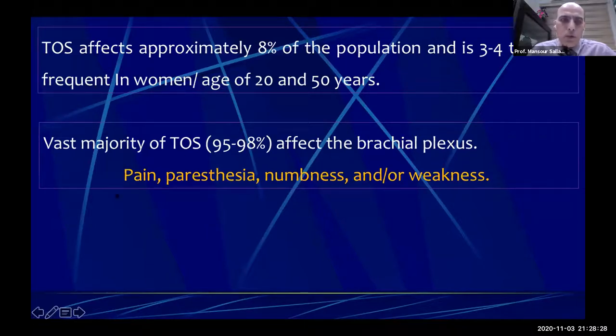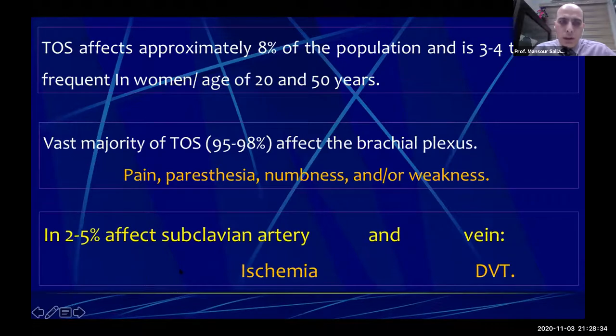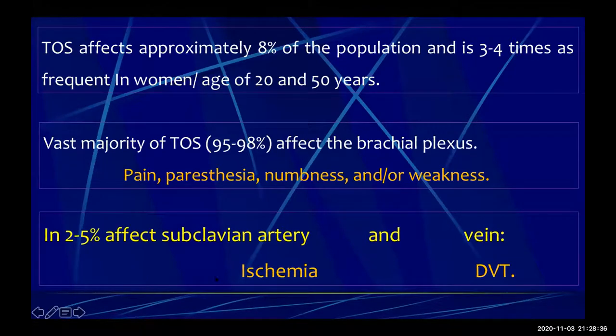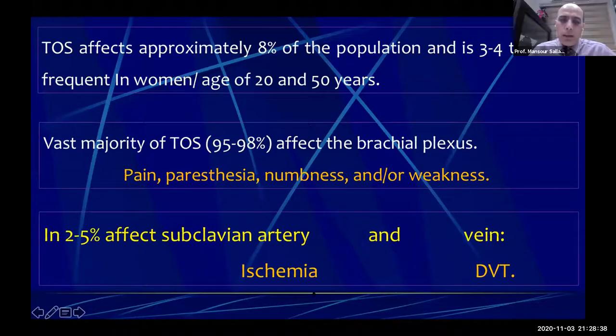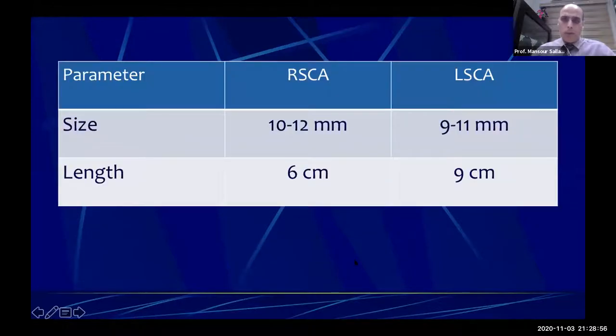Okay, it can affect the brachial plexus, and those patients usually come with pain, paresthesia, numbness, and weakness. In a minority of situations, it affects the subclavian artery, and usually they come with upper extremity ischemia, or sometimes it compresses the subclavian vein, and those patients present with DVT. To be frank with you, I have seen many patients with upper extremity DVT, but I didn't think of thoracic outlet syndrome. Starting from tonight, I think we have to consider thoracic outlet syndrome as well.